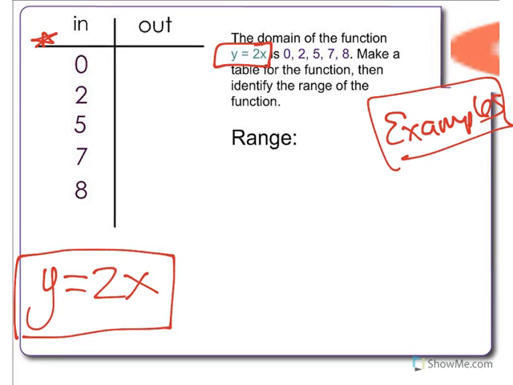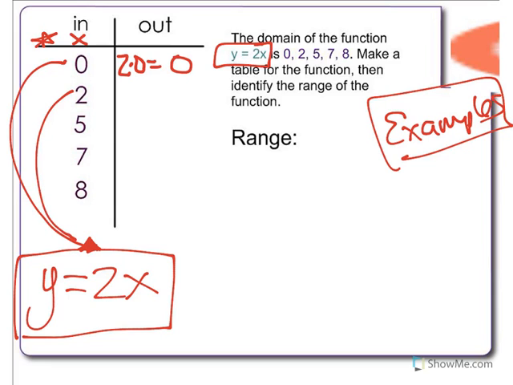So in order to identify the range or to figure out my outputs, I'm going to take the value of my input and plug it into my function. Now remember, we said our inputs are also called our x values. So therefore, I'm going to take that number and substitute it in for x into my function. So my rule is 2 times x. So my output is the same as 2 times 0, which is just 0.